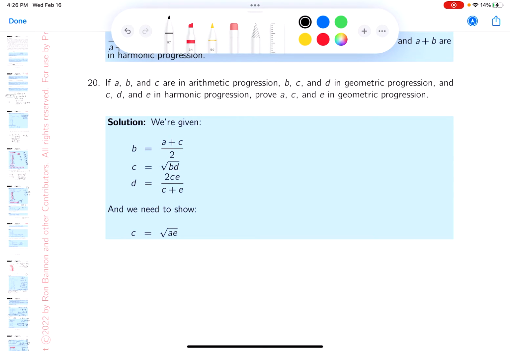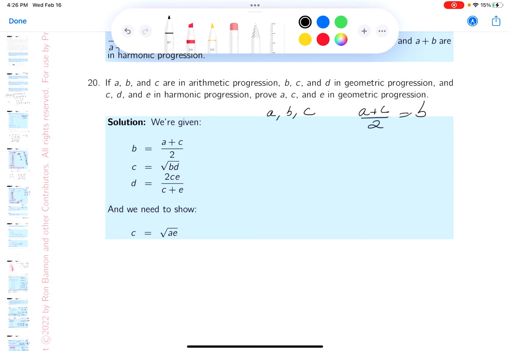Okay, I'm going to talk through it. And what does it say? A, B, and C are an arithmetic progression. Now, what does that mean? It means (A plus C) over 2 is equal to B.